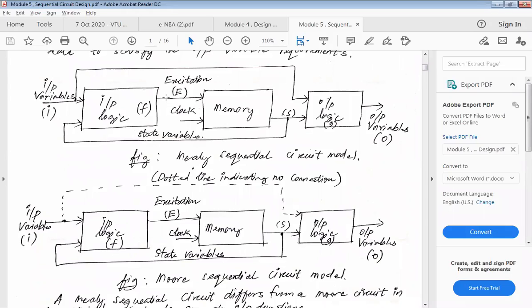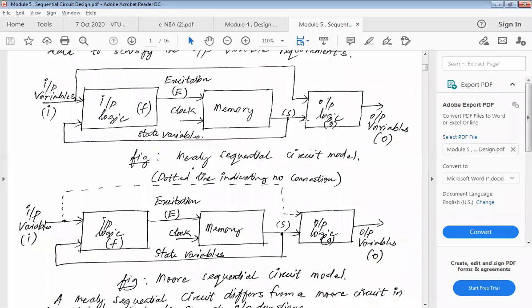Just have a look at this block diagram. Here, you should be able to understand that this is our input logic, which can be any random function, and then it has memory, and then the output logic. How they are connected is important. The input variables have the representation I, your excitation is represented as E, and your clock is also given to your memory. The output which comes from the memory is called your state variables.